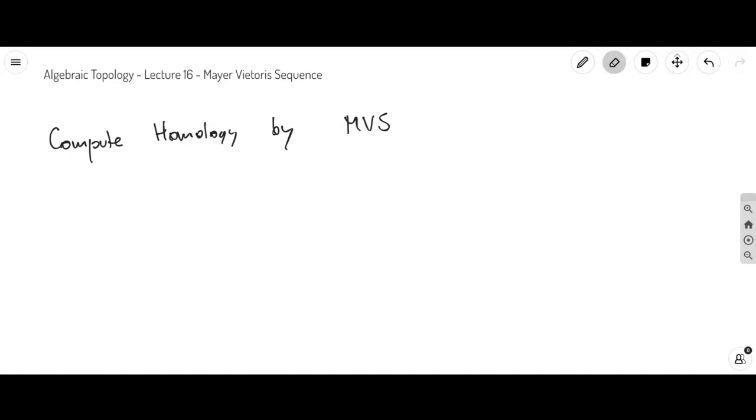So there are other approaches, and the Mayer-Vietoris sequence is another approach. But just like any other approach, it's not the perfect approach. It will not work for every example you can imagine. There are other methods as well, but it's at least something. And that's what we're going to discuss.